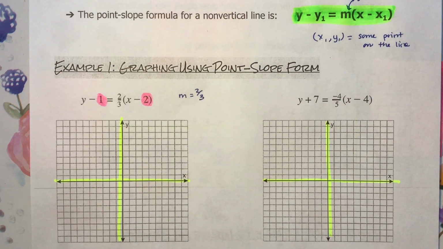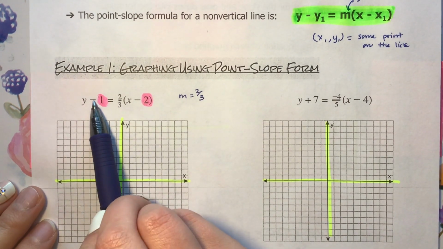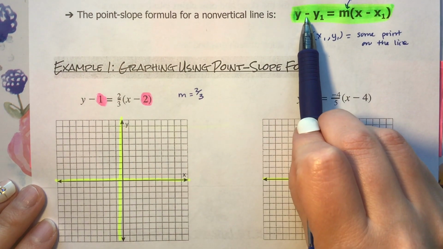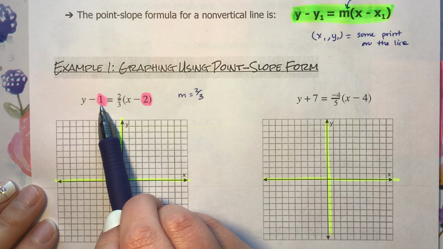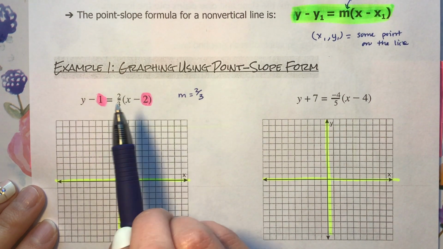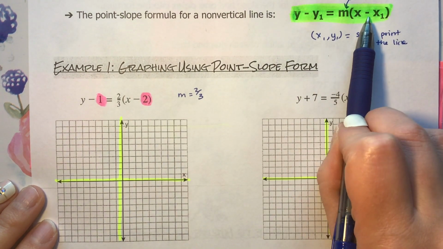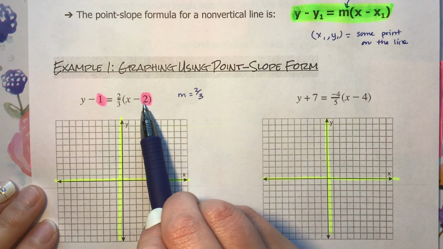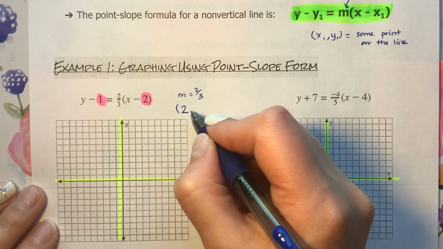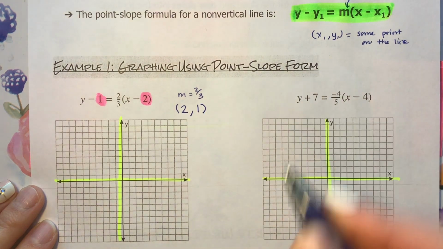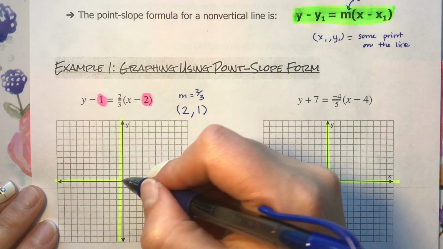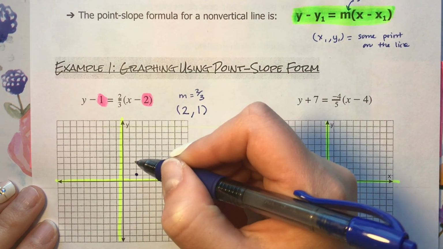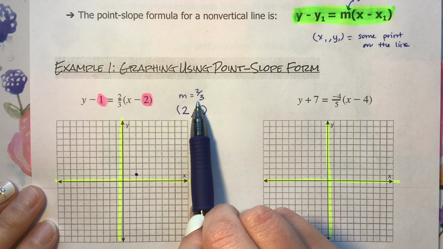Now what I want you to notice is this. Because the minus matches this minus, then my y sub 1 matches this y sub 1. It's just 1. Because this minus matches this minus, the x sub 1 is just 2. So my coordinate is 2, 1. Now I'm going to plot 2, 1, so that's over 2, up 1. And at that point, I'm going to use my slope from there.